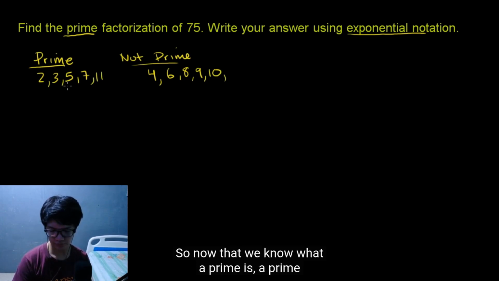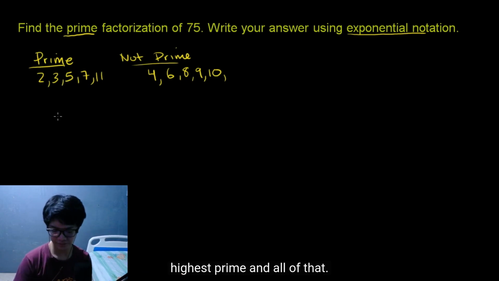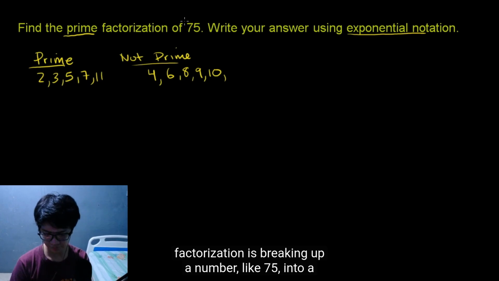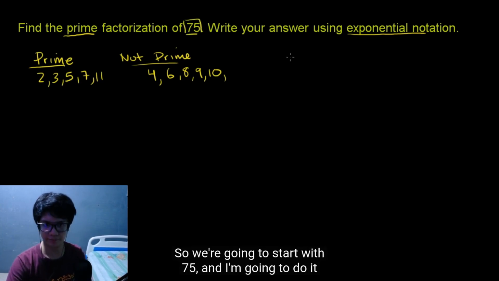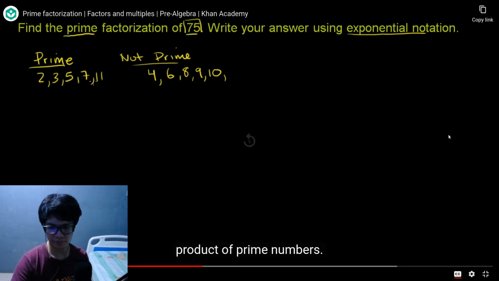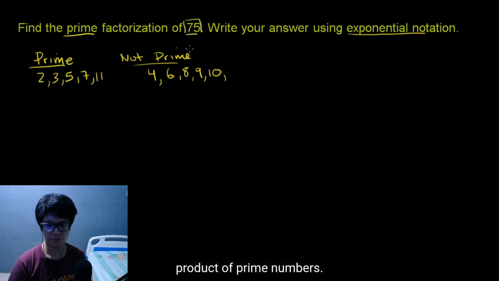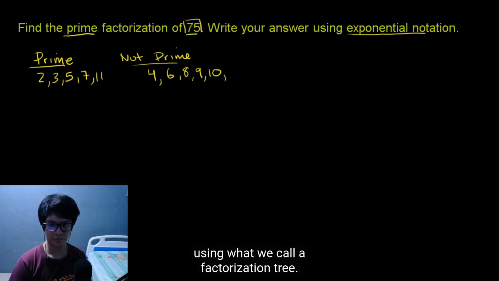People have written computer programs looking for the highest prime and all of that. So now that we know what a prime is, a prime factorization is breaking up a number like 75 into a product of prime numbers. So let's try to do that. So we're going to start with 75, and I'm going to do it using what we call a factorization tree.